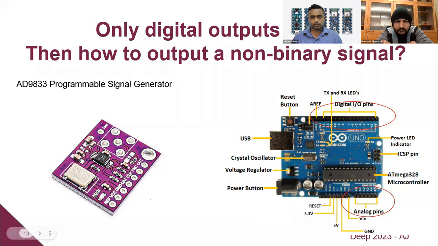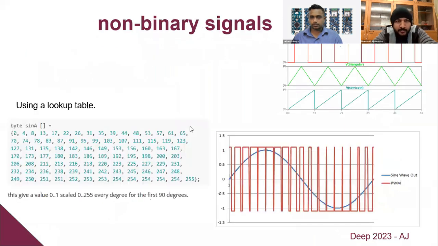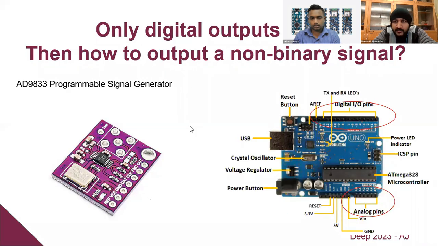So this board is the one responsible for generating output waveforms. It can generate sine waves, square waves, triangle, sawtooth, like so. So this programmable signal generator is like a bridge that you use from Arduino, correct?